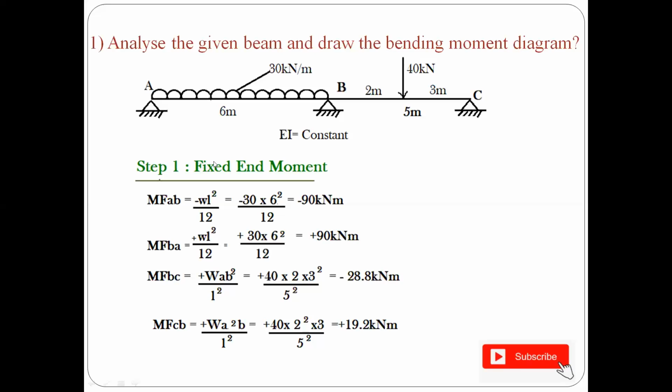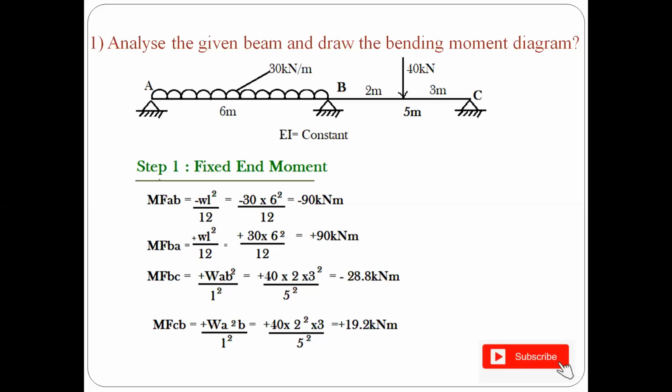Whenever you have a UDL, please keep in mind the fixed end moment for a fixed beam having a UDL is WL square by 12. And always you have a negative value for the left-hand side and the positive value for the right-hand side. Since your A is on the left and B is on the right, your MFAB is minus WL square by 12 for the left-hand side and plus WL square by 12 for the right-hand side.